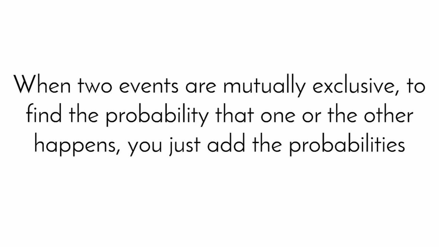When two events are mutually exclusive, to find the probability that one or the other one happens, you just add the probabilities. That's why it's so great to try to find mutually exclusive events. In fact, in some of these later videos, we're going to talk about how you can turn something that doesn't seem to have that into something that does have that and make your life a lot easier.